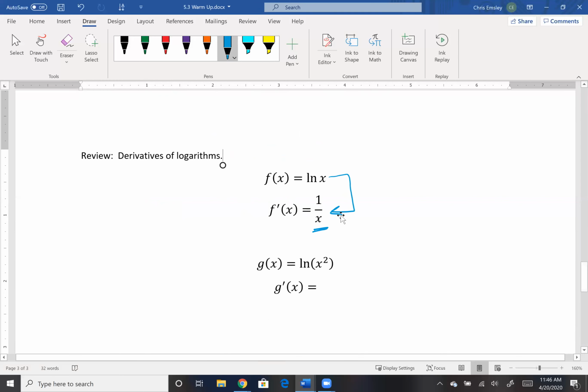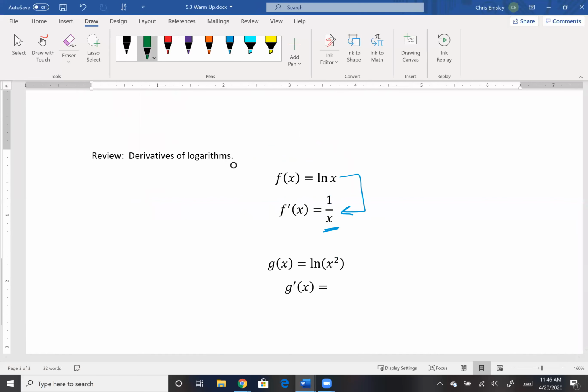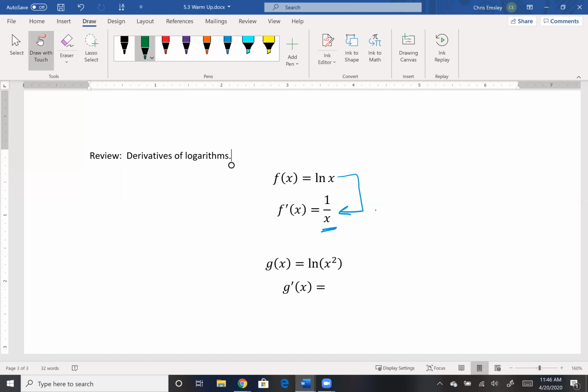Okay, so just remember that the derivative of natural log of x is 1 over x. That means that when we go to integrate, when we move backwards, the integral of 1 over x is going to be natural log of x.